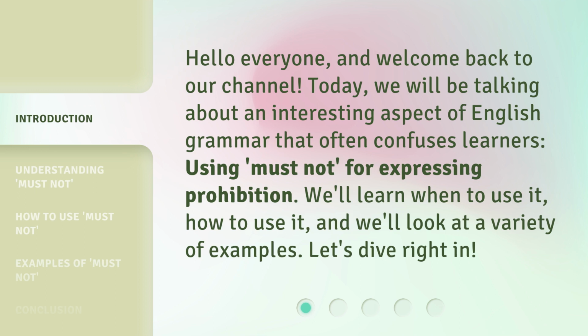Today, we will be talking about an interesting aspect of English grammar that often confuses learners. Using must not for expressing prohibition. We'll learn when to use it, how to use it, and we'll look at a variety of examples. Let's dive right in.